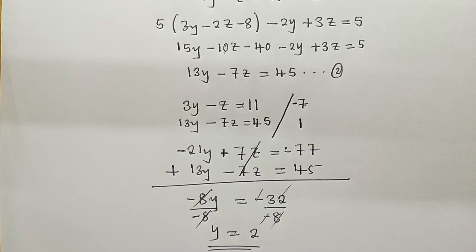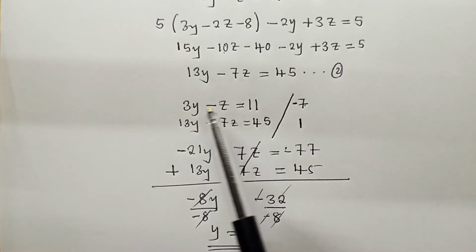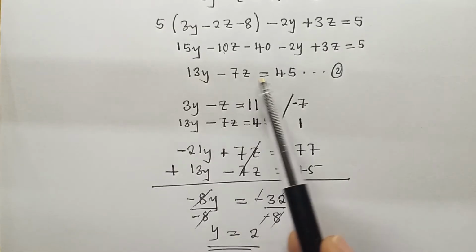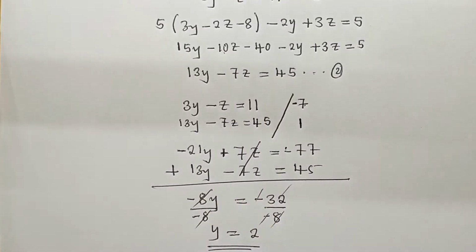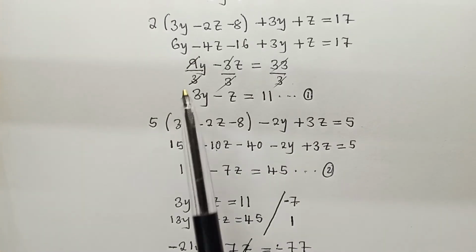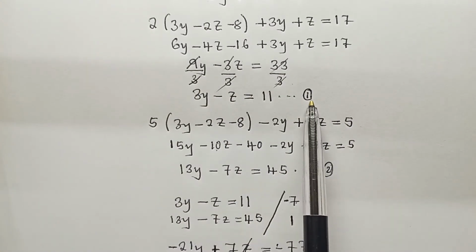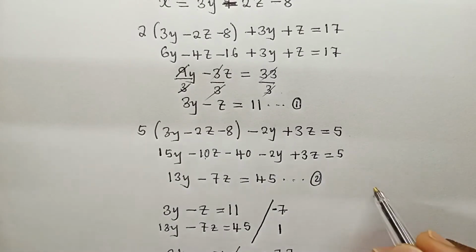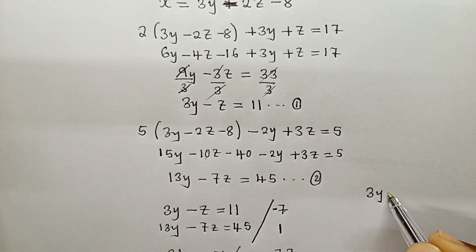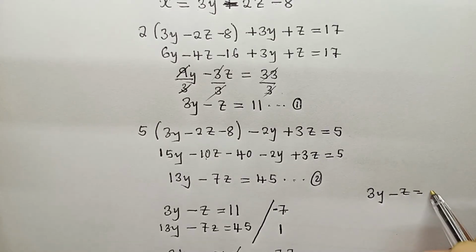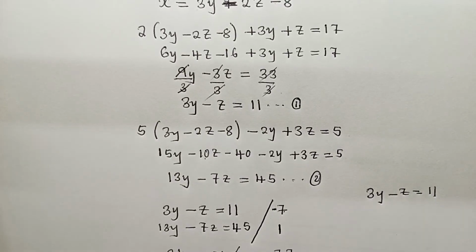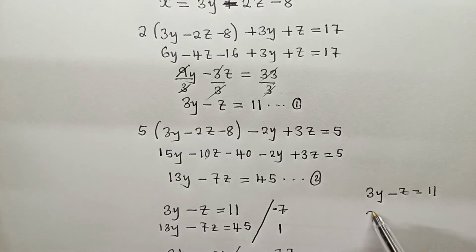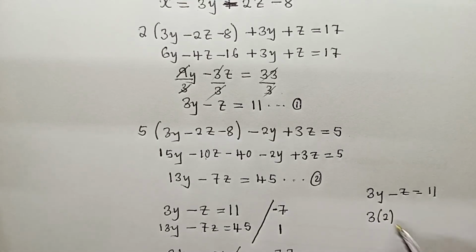So now that you found the y value, to find the other value, we can come right here. We get either this or this. Hopefully you are able to see, we can use either equation 1 or equation 2. Let me go with equation 1, which is 3y minus z is equal to 11. So now I'll substitute. My y is a 2, so I'm going to put a 2 here.